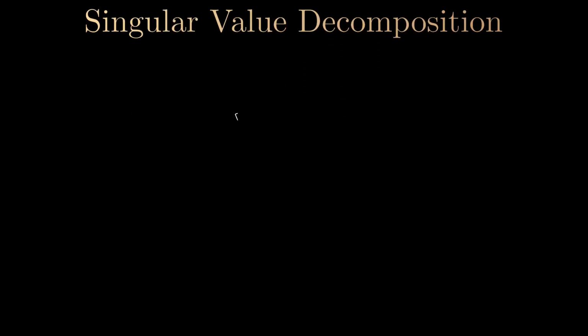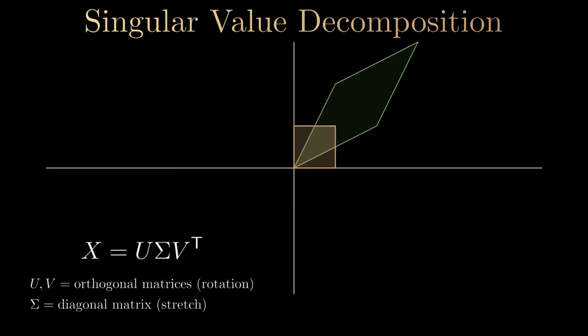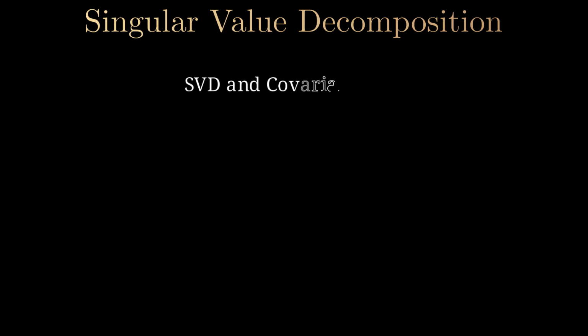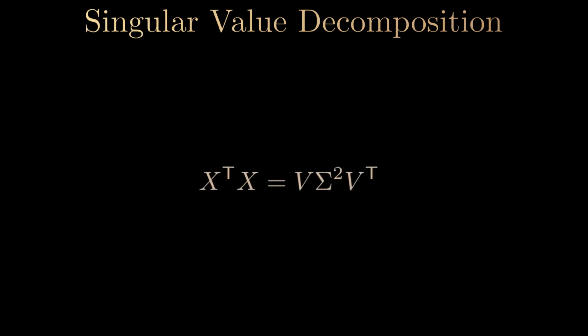Ever heard of singular value decomposition? It's a method that decomposes any transformation X into three simpler transformations: rotate, stretch, and rotate again. With U and V being orthogonal matrices and sigma a diagonal matrix. Performing the SVD on our X matrix results in this. Multiplying it by the transpose to get the covariance matrix results in this formula.